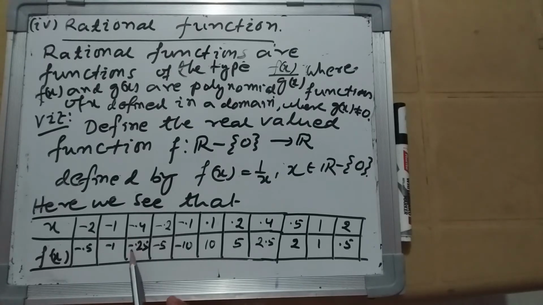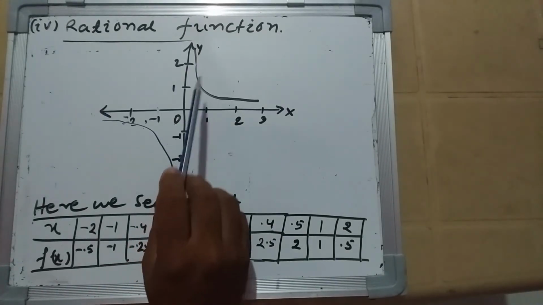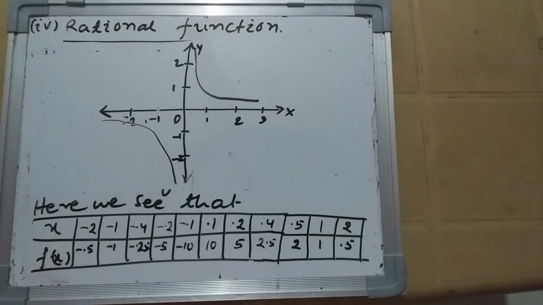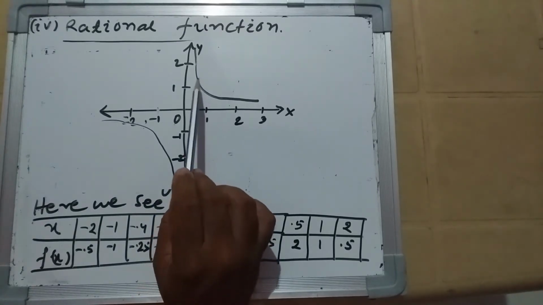Minus 0.4, this will be minus 0.25. Minus 1, minus 1, minus 2, minus 0.5. In this way, we can draw a graph. Now, look at the graph. As per this tabulation, I drew the graph.